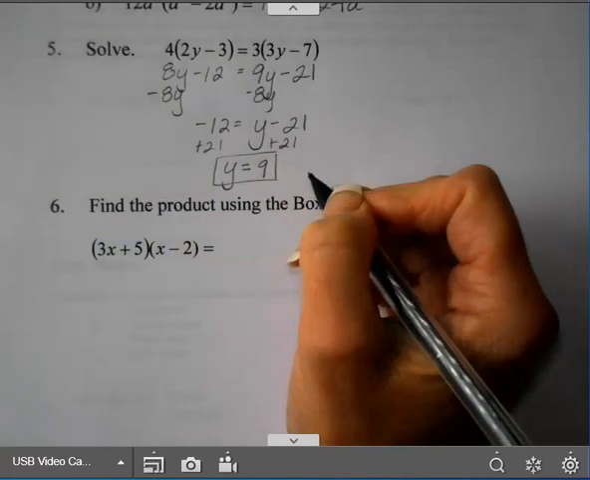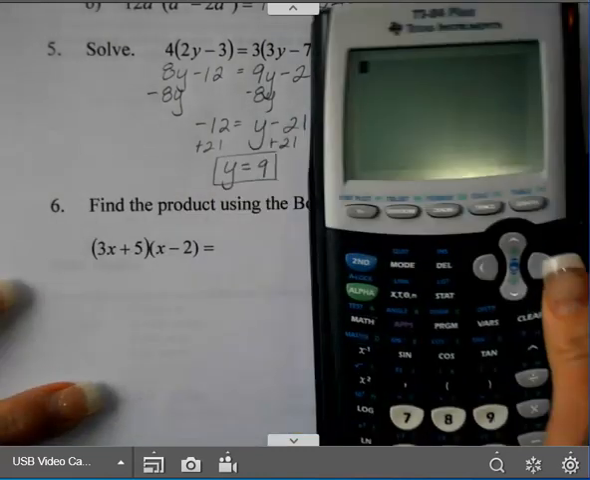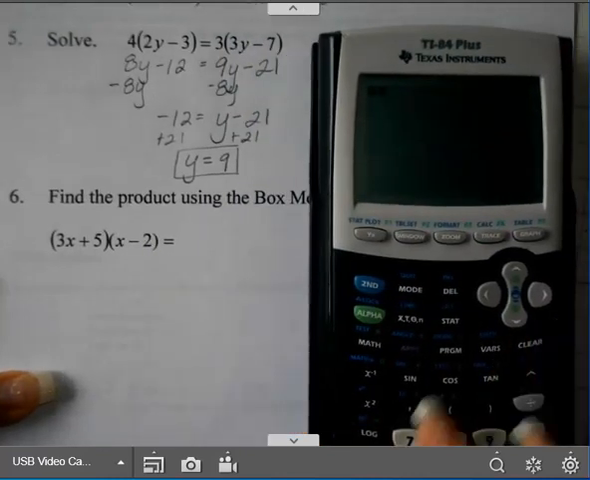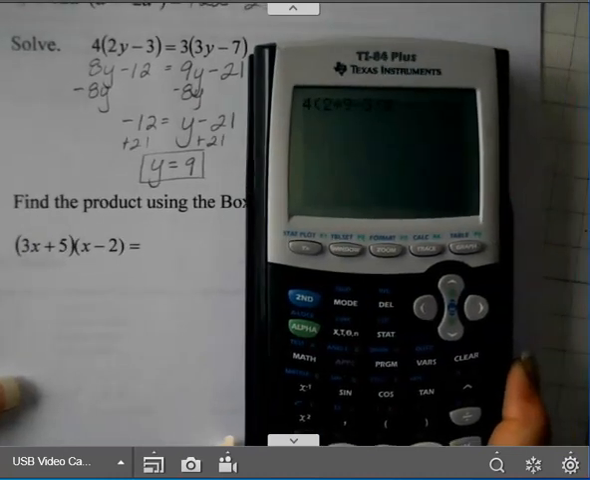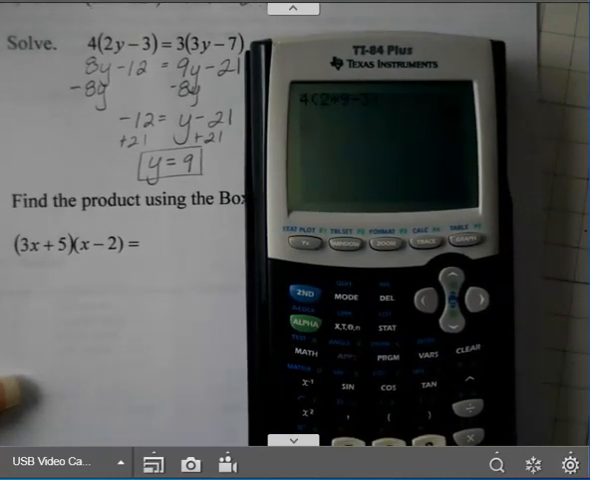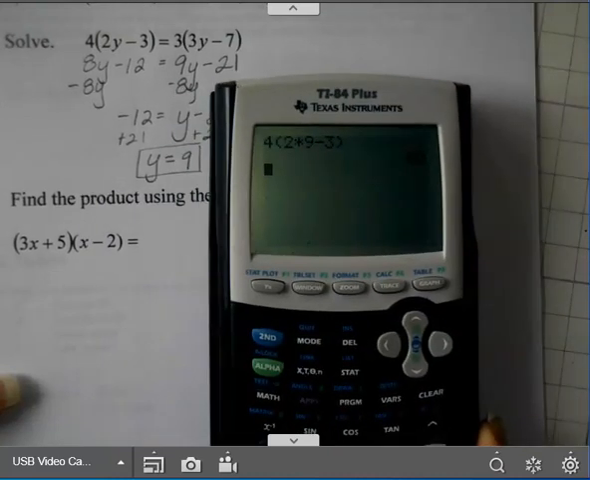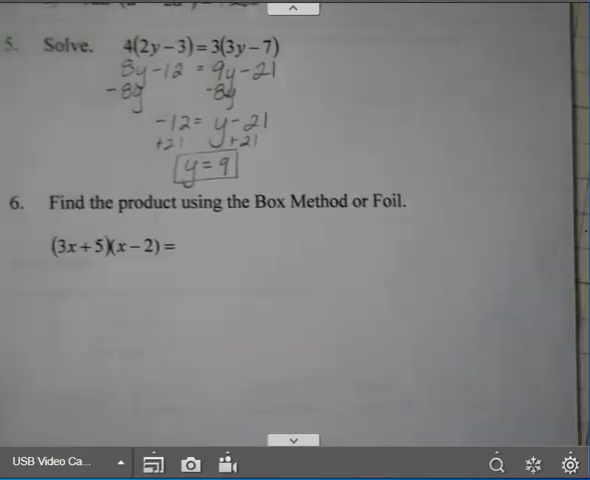Let's check our answer for that. So I have on the left side 4 parentheses 2 times 9 minus 3, end my parenthesis. I'm going to scoop that over. And that gives me 60. And then on the right side, I have 3 parentheses, 3 times 9 minus 7. And that gives me 60 on the right side. So the left side equals the right side, so 9 does work.